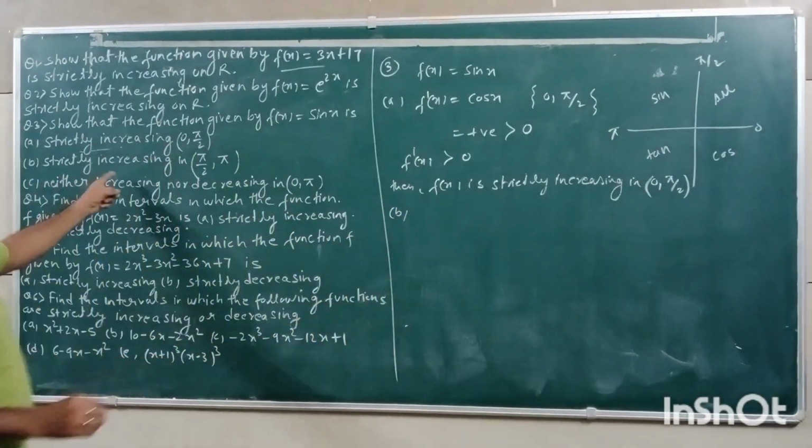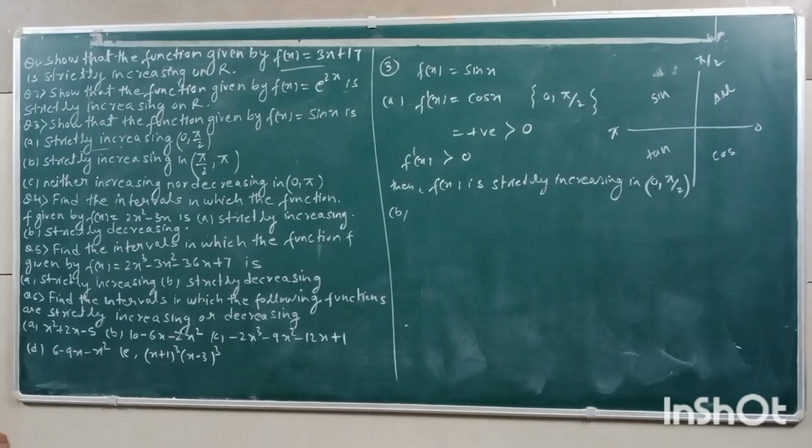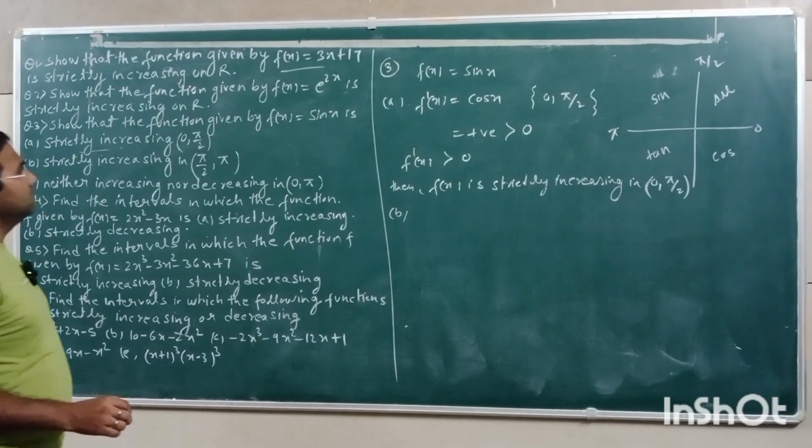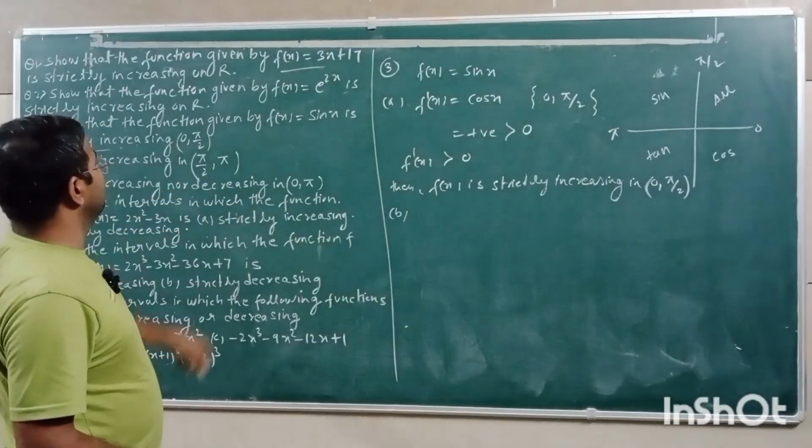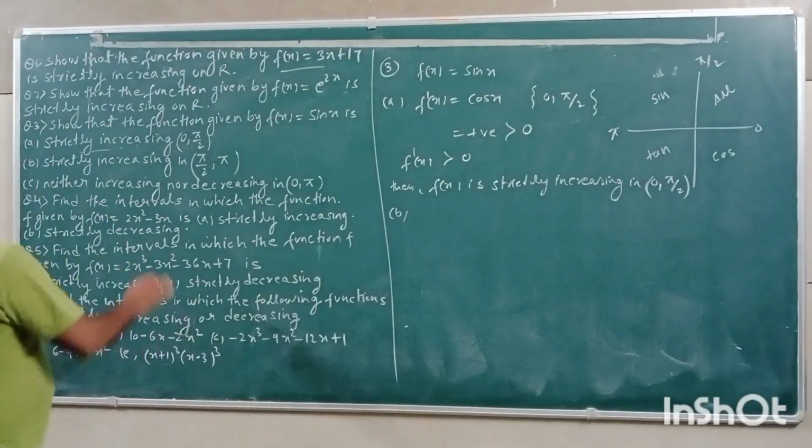Now let us see part b. Part b is saying, is it strictly increasing on pi upon 2 to pi? You have to tell whether it is strictly increasing on pi upon 2 to pi. I think it is decreasing.